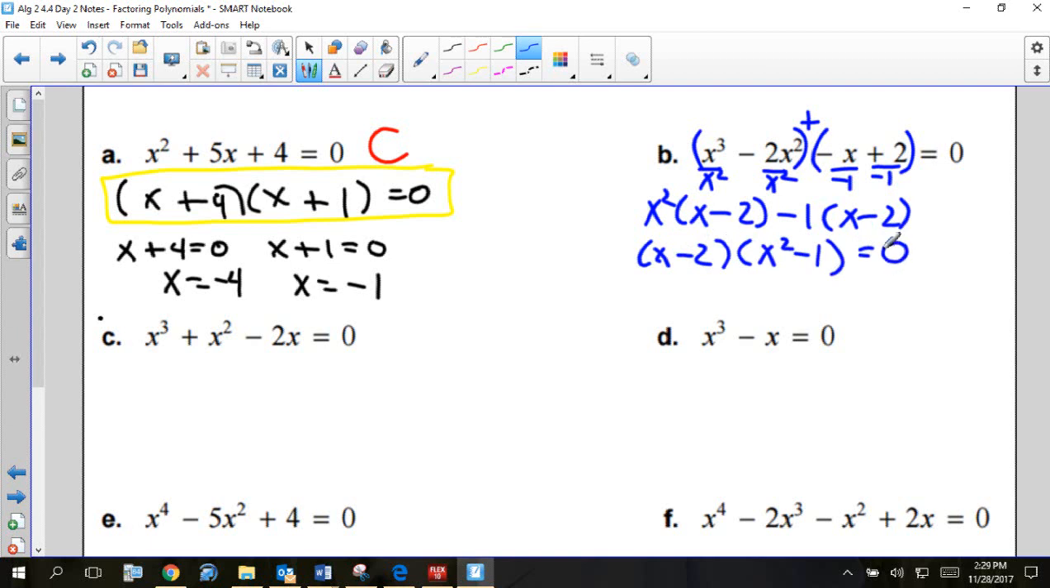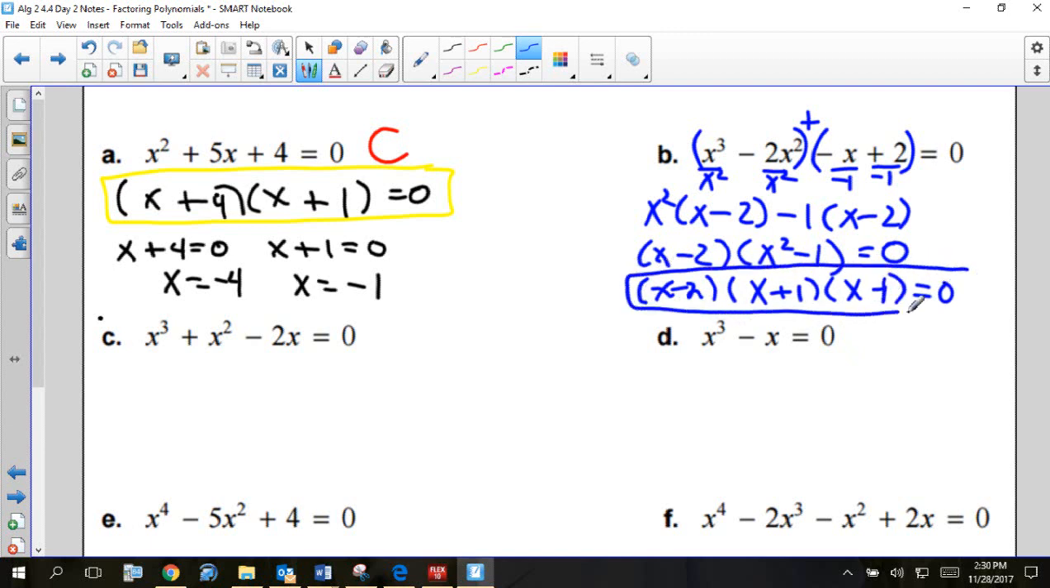Am I going too fast? Well, once you get good at factoring, you can go that fast too. Is that factored all the way? Not quite. x minus 2 is, but what happens to x squared minus 1? It's 2 terms, so it's either squares or cubes. No, it's not cubes. It's a difference of squares, so that's the one where you do x plus 1 and x minus 1. So that's our factored answer.